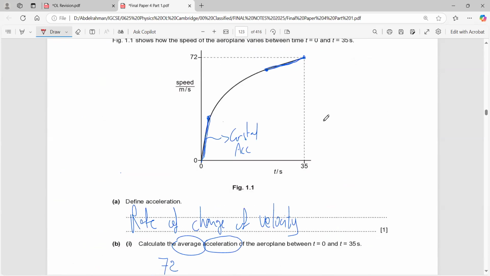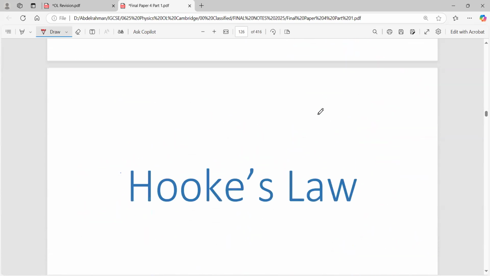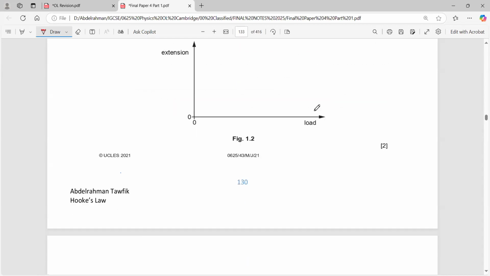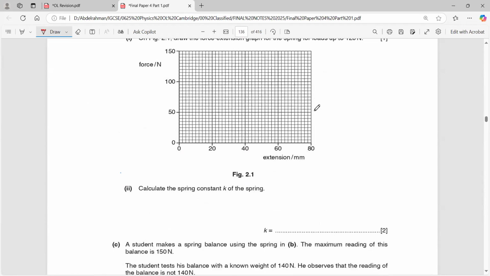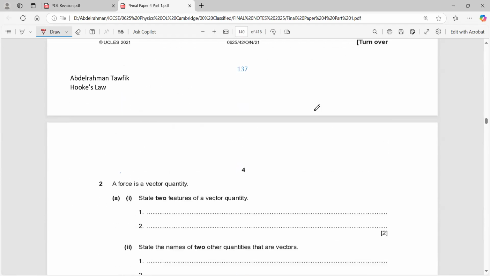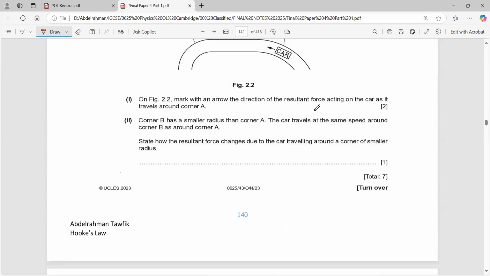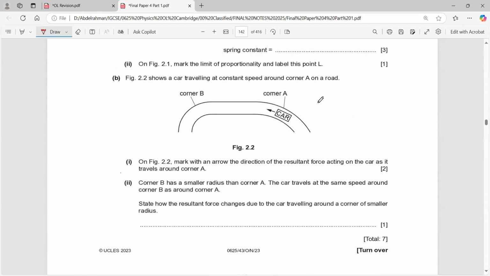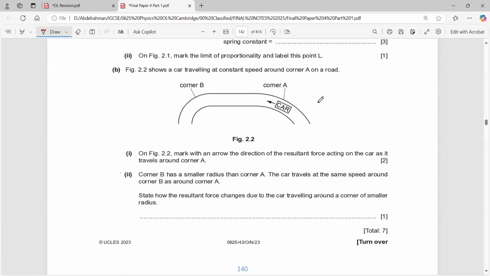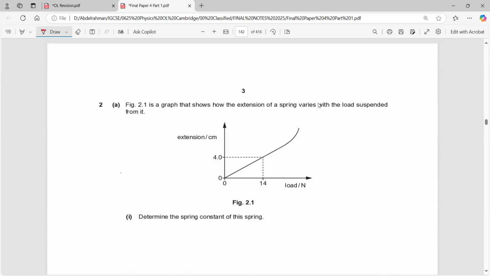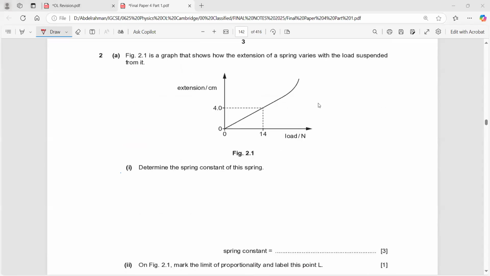Let's solve a couple of questions regarding Hooke's law, and if we have time, we might go back to the forces. Let's open up the last question and move backwards. The last question was in page 140. Did you all open it up? Page 140.